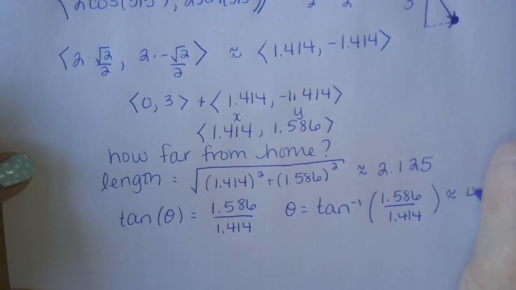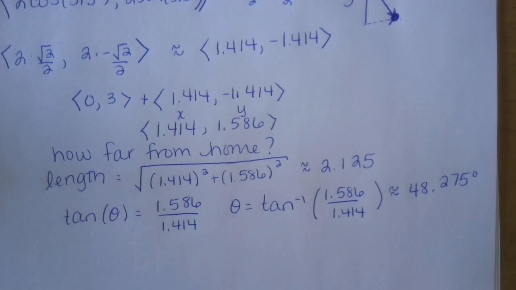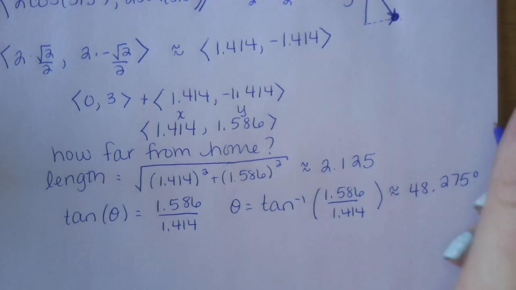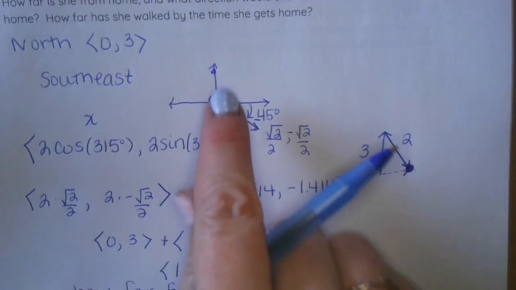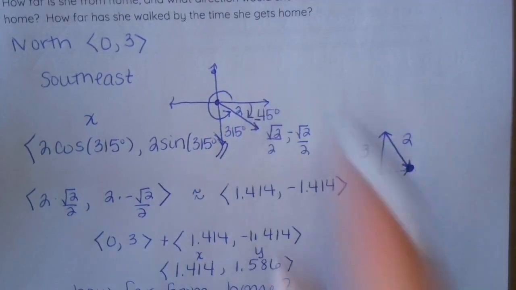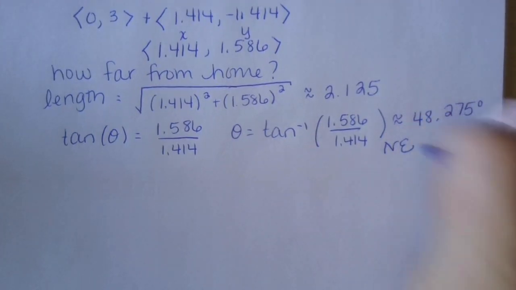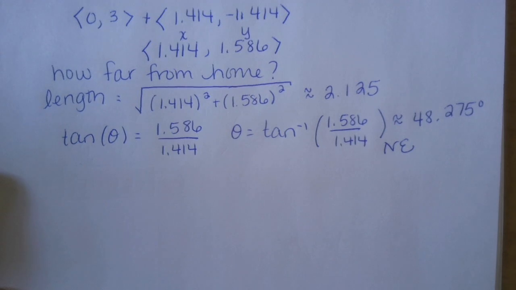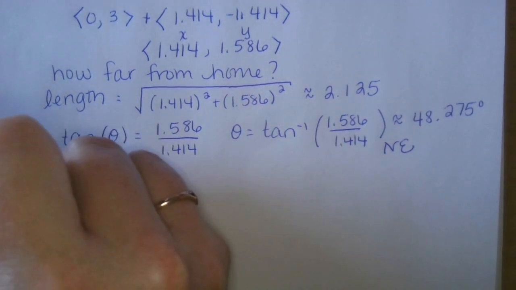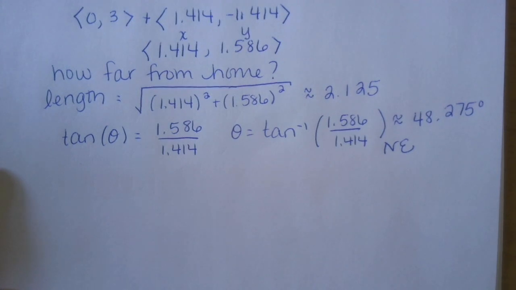Which is going to give us approximately 48.275 degrees. And 48.275 degrees is in the first quadrant, so we would be heading northeast. Thus, in order to return home, we need to flip around and do a whole 180.